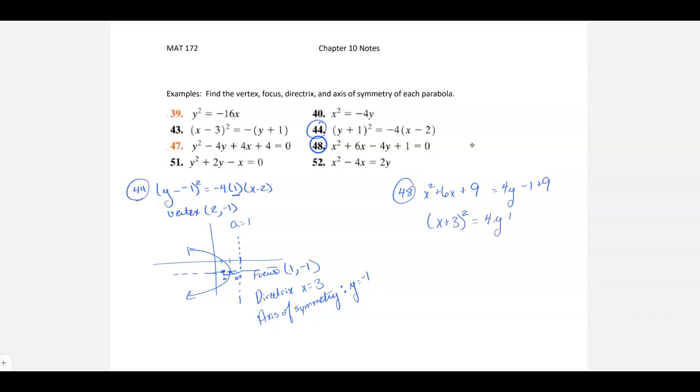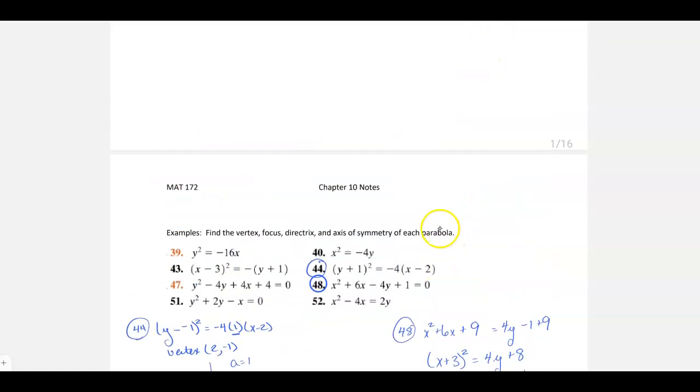And then we're going to have 4y + 8 here. So now I'm going to have to factor this. So 4, and this is going to be y + 2. So now I'm in standard form. I'm going to do a little tweaking here. So this is going to be x - -3. And this is, we're going to view as 4 times 1 times y - -2.